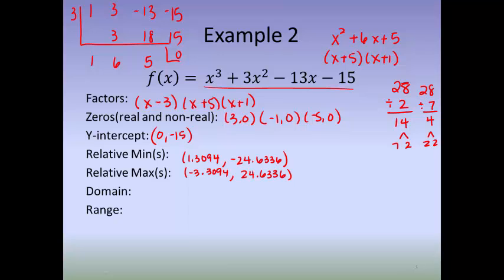Okay, so let's grab our domain and range, and since we do see that it is going up, down, up, it's going to cover all of our x's, for all real numbers, and all of our y values as all real numbers because it's stretching everywhere.